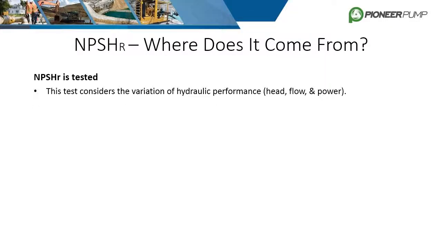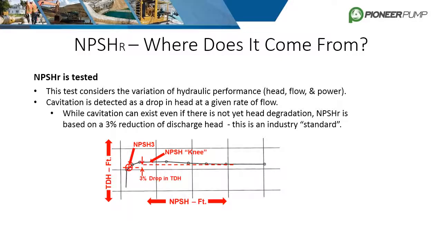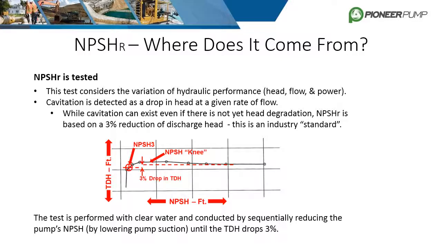When testing a pump, all variations of hydraulic performance are considered, including head, flow, and power. Cavitation is detected on paper as a drop in head at a given flow rate. While cavitation can exist without head degradation, NPSH-R is defined as a 3% reduction in discharge head. 3% is a Hydraulic Institute standard. The pump is initially run at a given head and flow, and the discharge pressure or discharge head is recorded. The pump is then subject to an increase in suction lift, reducing NPSH-A by a specified amount, then the discharge pressure is measured again. These points are plotted on a graph as shown. This process continues until we see a 3% reduction in the discharge pressure.